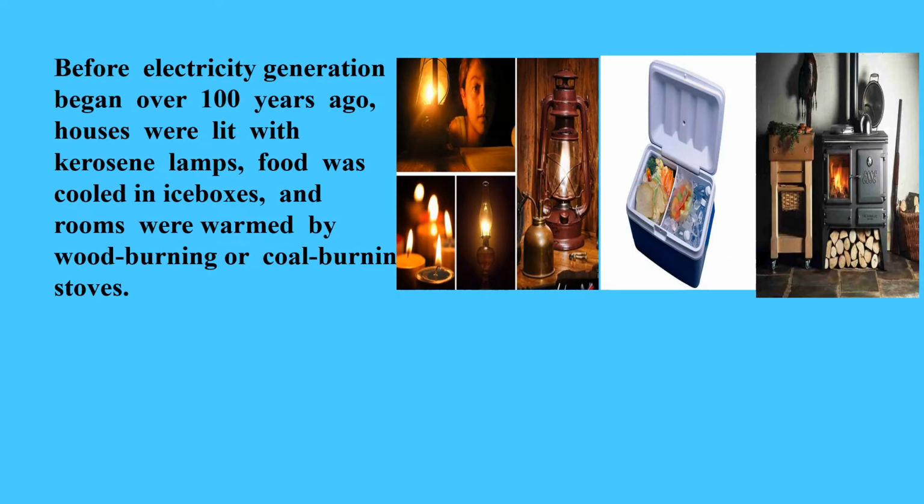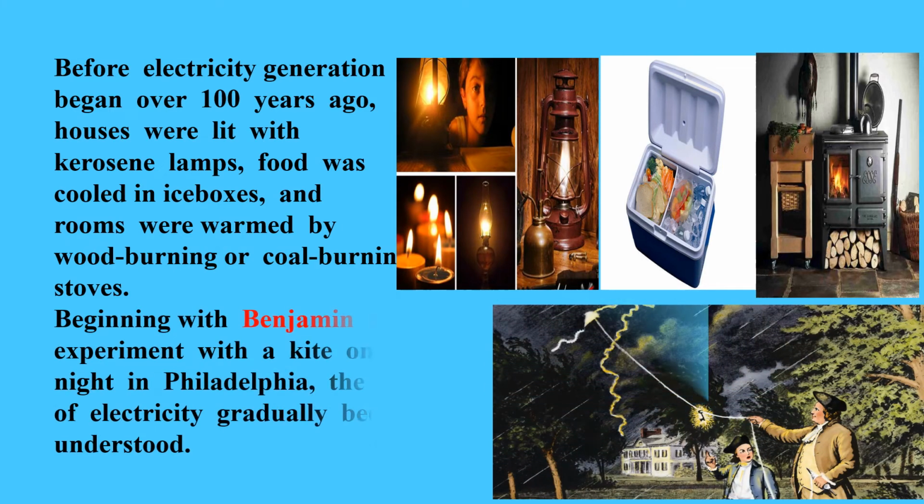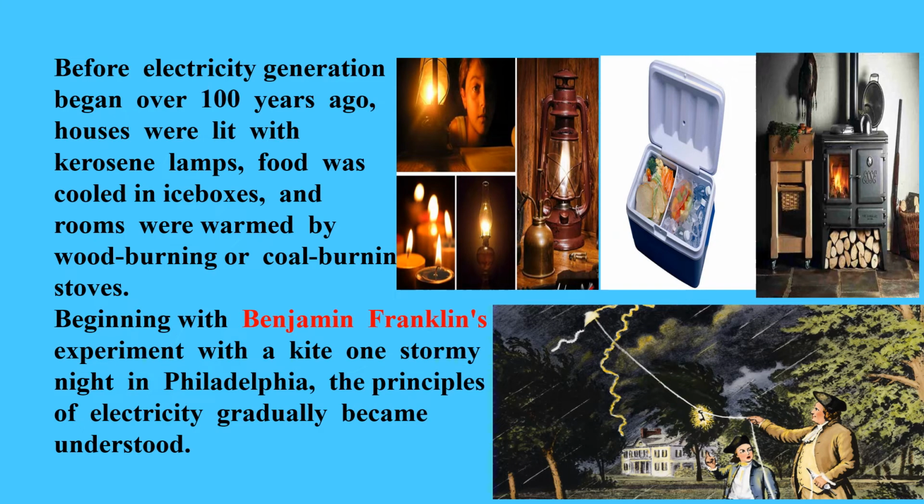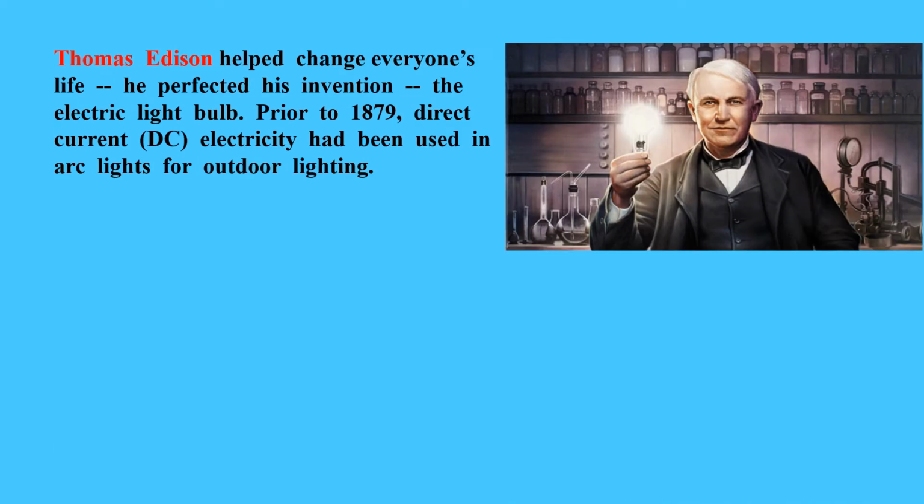Before electricity generation began over 100 years ago, houses were lit with kerosene lamps, food was cooled in ice boxes, and rooms were warmed by wood-burning or coal-burning stoves. Beginning with Benjamin Franklin's experiment with a kite one stormy night in Philadelphia, the principles of electricity gradually became understood. Thomas Edison helped change everyone's life. He perfected his invention, the electric light bulb.